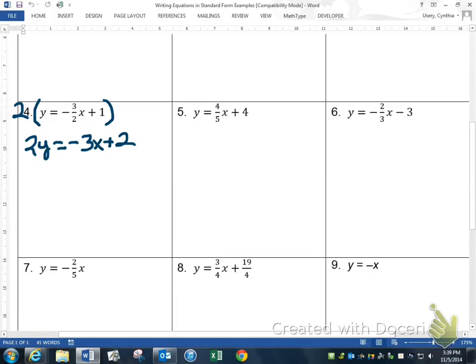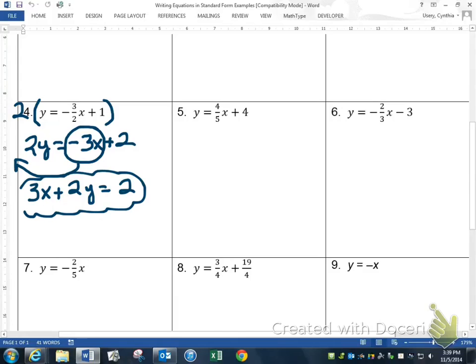Okay, if you are not sure how that negative 3 halves times 2 became a negative 3, you could do that in your calculator. But 2 times negative 3 halves does equal negative 3. Okay, and then we're going to take that x, because it needs to be on the left side. So when we move it to the left side, it becomes a positive 3x. So we'll have 3x plus 2y equals 2, and that is now standard form because the number in front of the x is positive. So we're done with that one.